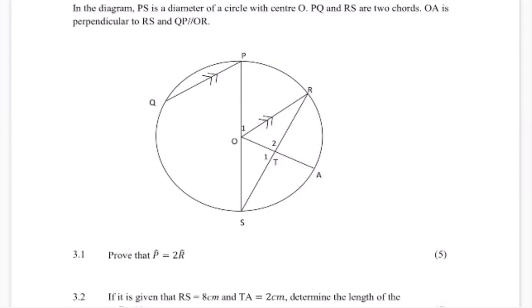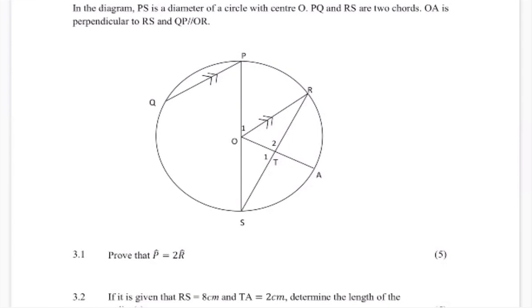So we have a diameter as information. So what do you know about the diameter? You know that the diameter subtends a 90-degree angle at the circumference. So in this instance, you are not going to need that reason. Why? Because we don't have any angle subtended by a diameter in this diagram that we have over here.